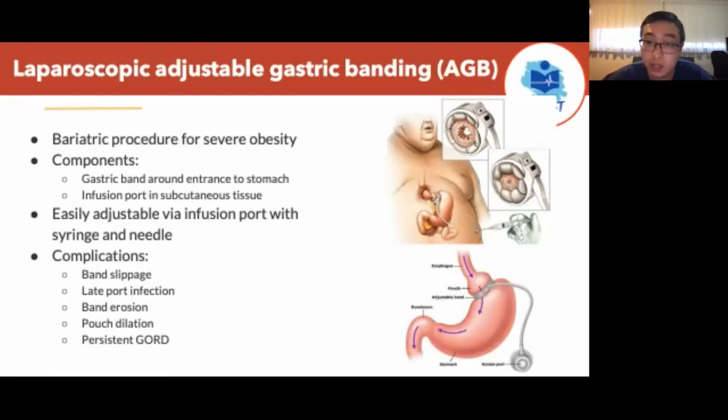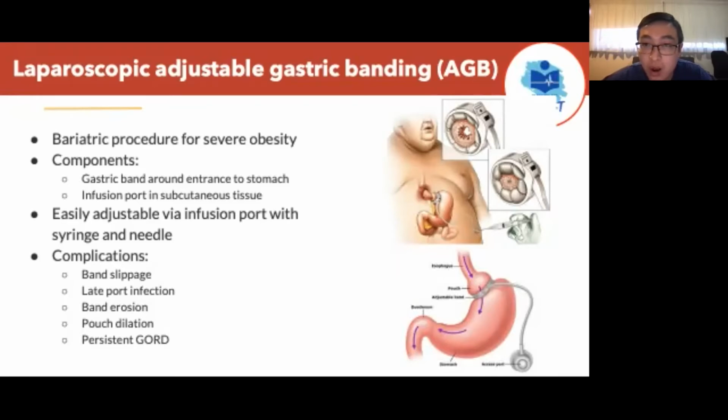If a patient presents with too tight of a gastric band and is complaining of dysphagia or worsening GORD, you can get a syringe and a needle, stick it in the infusion port, which is situated just underneath the subcutaneous tissue, and then draw out a bit of fluid. So release it a little bit. If you want it tighter, you can inject more fluid into it. And so it's quite easily adjustable in that way.